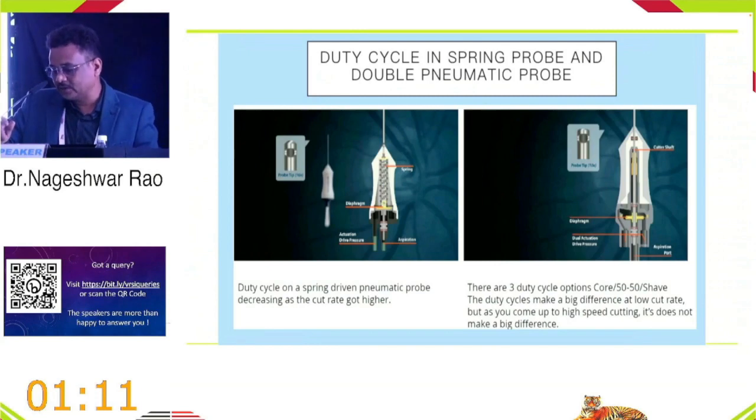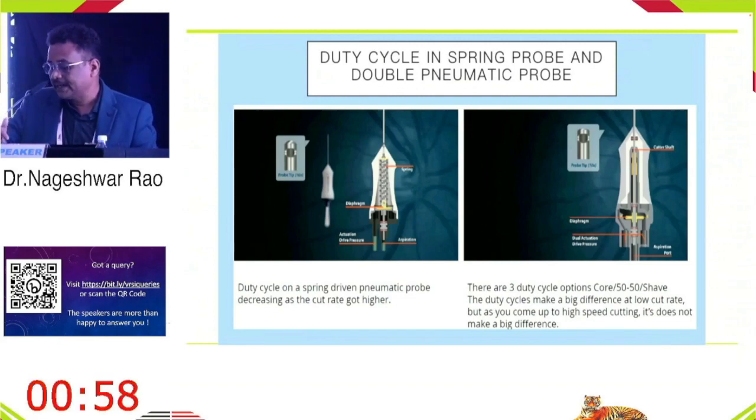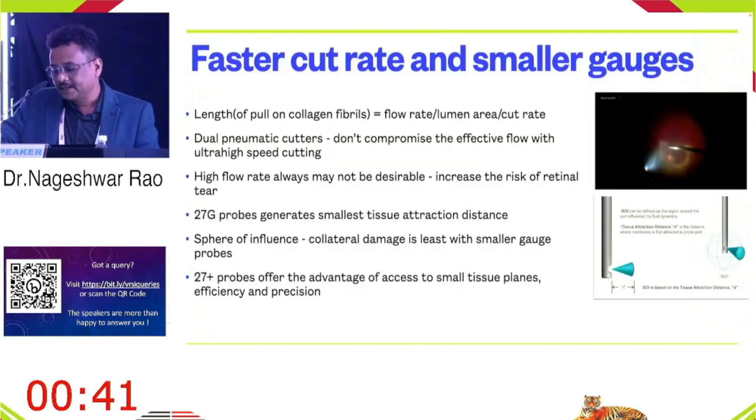And the duty cycle in the earlier cutters, because of the spring driven mechanism, was mostly with the port remaining closed, but in the new systems, the port remains open because of the two pneumatic driven forces. And in fact, two directional cuts are also there, that work even at 20,000. And here the port remains open, again with a high cut rate. The suction, the flow rate also remains very good in the modern machines.